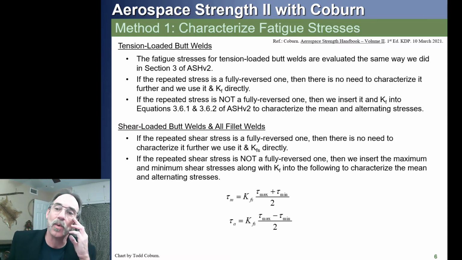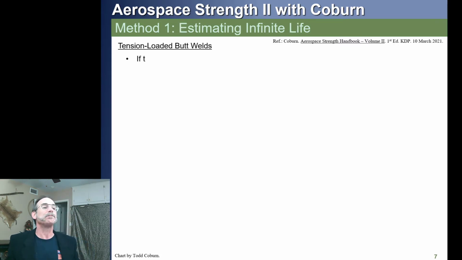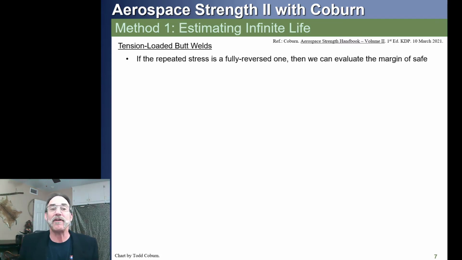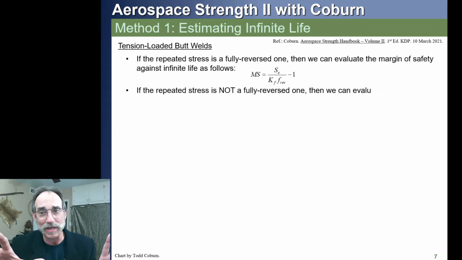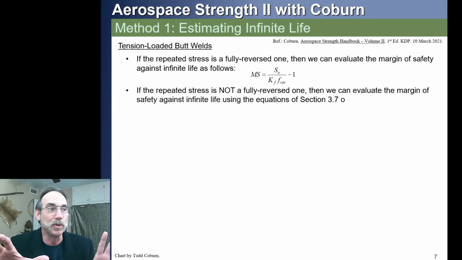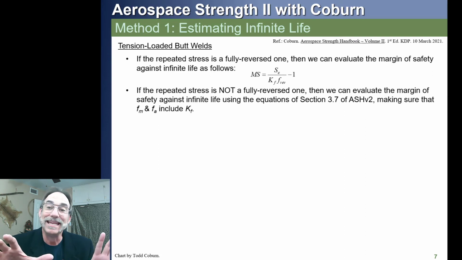We're ready to go and evaluate what is the equivalent fully reversed stress. But before we do that, now that we have the mean and alternating, we can actually evaluate infinite life first. Let's do that on the next slide. So if we want to find out what is the margin of safety against this part living forever and ever, hallelujah, then what we will do is we will need to plug into the appropriate equation.